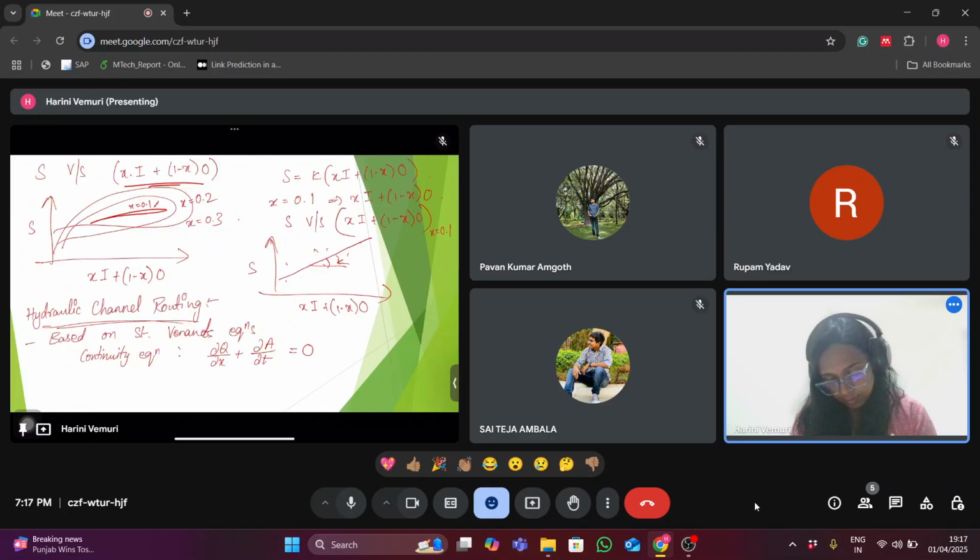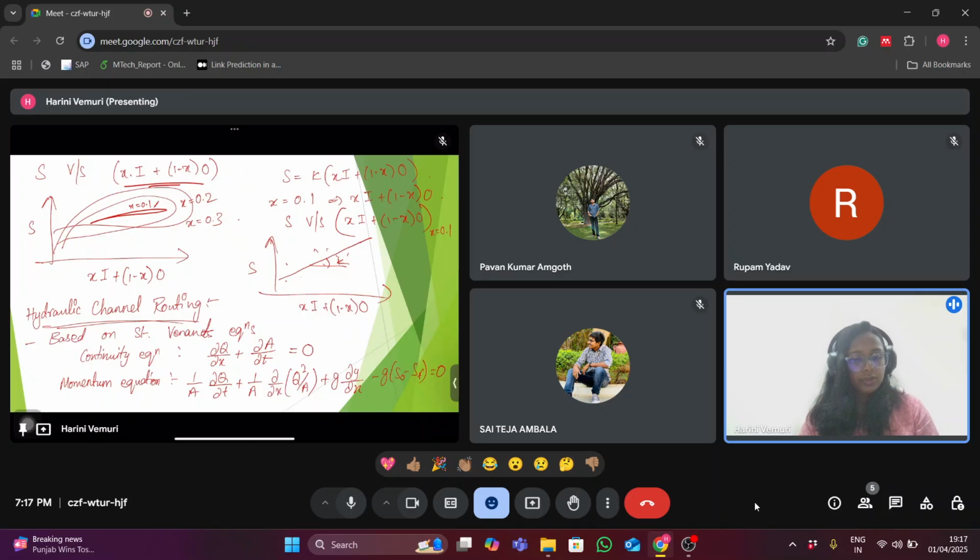And next, the momentum equation is 1 by a into dou q by dou t plus 1 by a into dou by dou x into q square by a plus g into dou y by dou x minus g into s naught minus sf is equal to 0. Here sf will account for the friction, and s naught is the bed slope. The flow is due to gravity, and this is the resistance offered by the friction, that is the roughness of the surface of the channel.